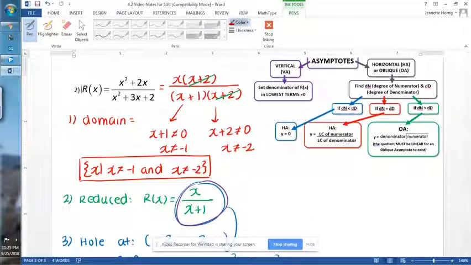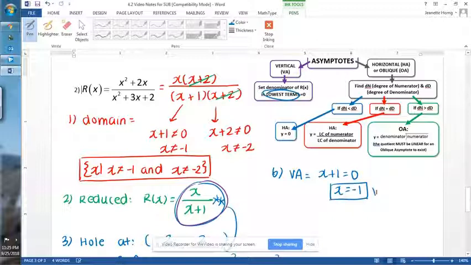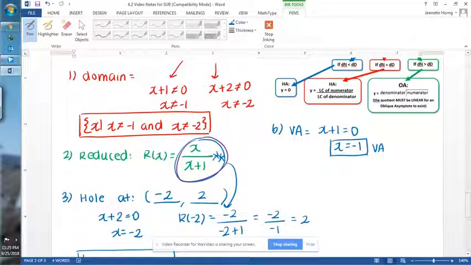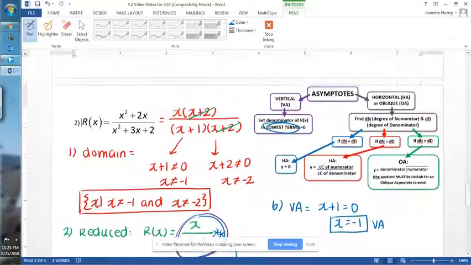For step number 6, that's us finding our asymptotes. The very first thing I'm going to find for my asymptotes are the vertical ones. Now remember, we have to use the lowest term, so we're going to use this equation here and set our denominator x plus 1 equal to 0. When I solve that, x equals -1, that is my only vertical asymptote, not at x equals -2, because our hole actually happens there. So you shouldn't have a vertical asymptote where a hole is. Super important.